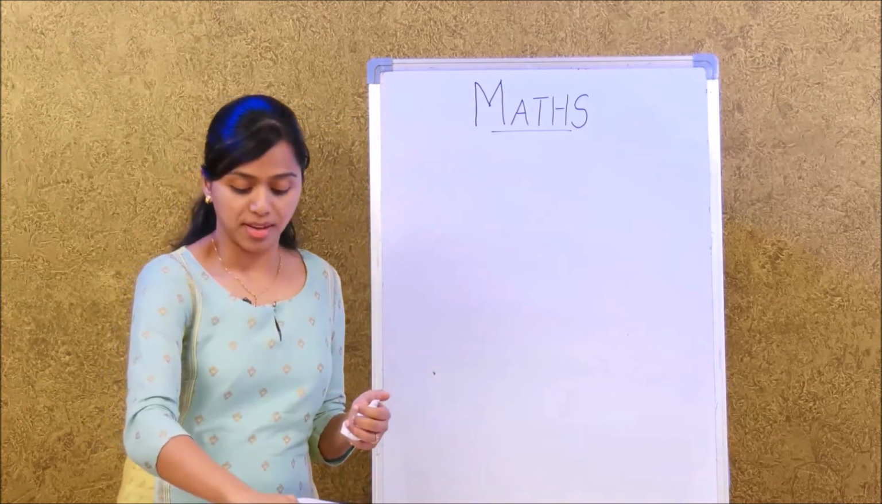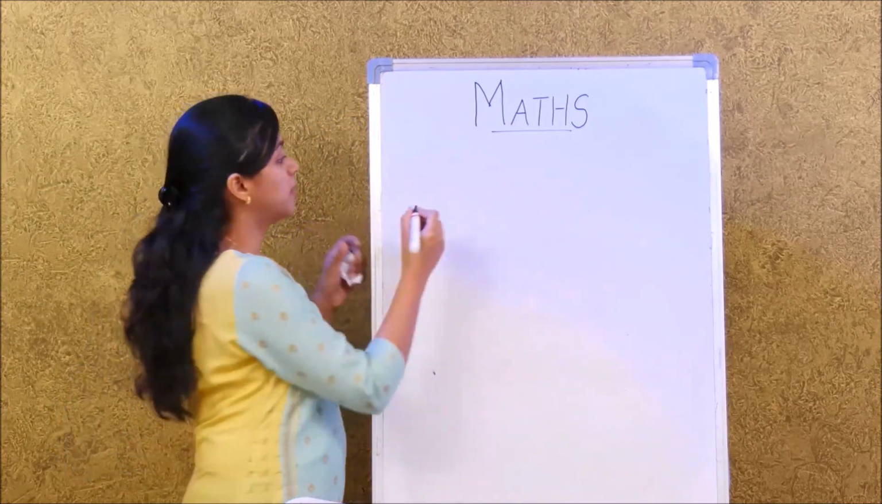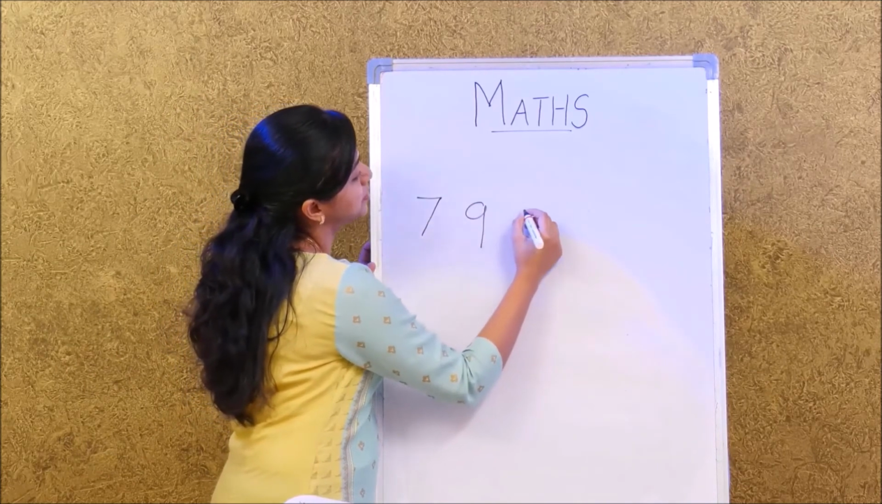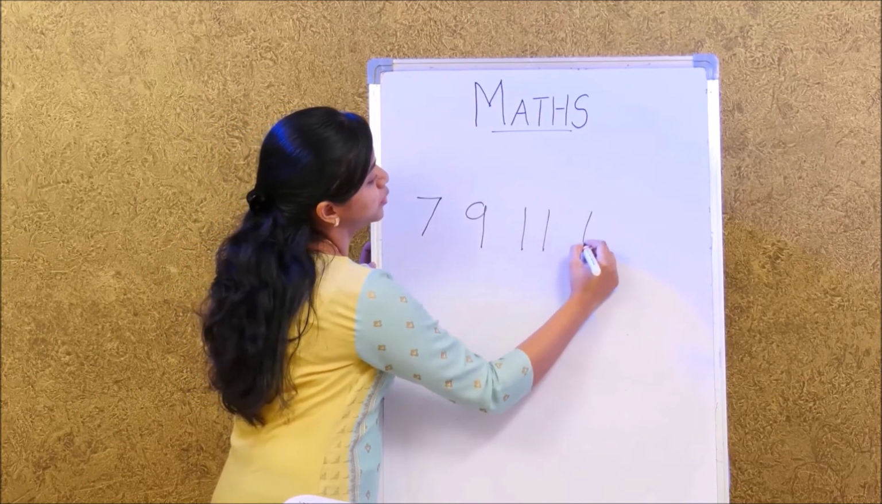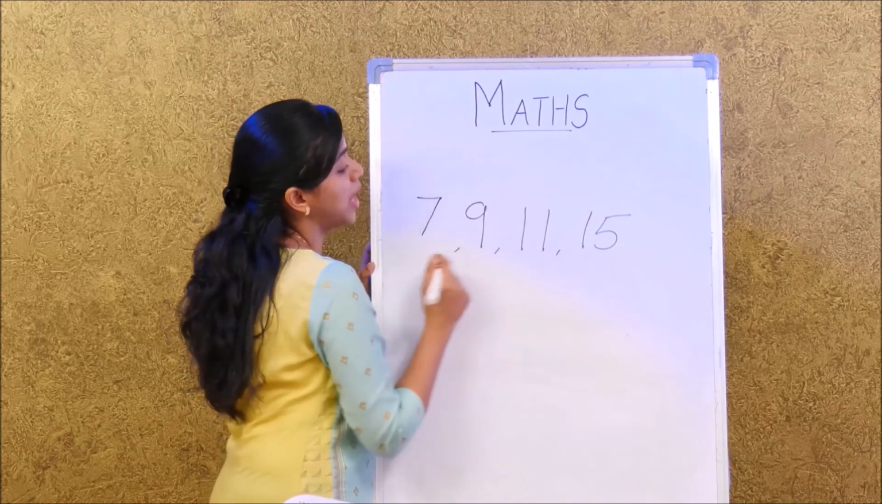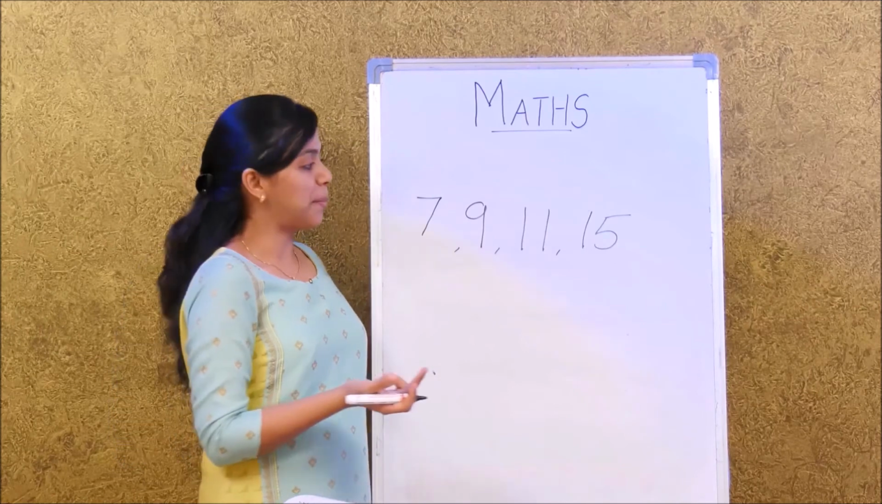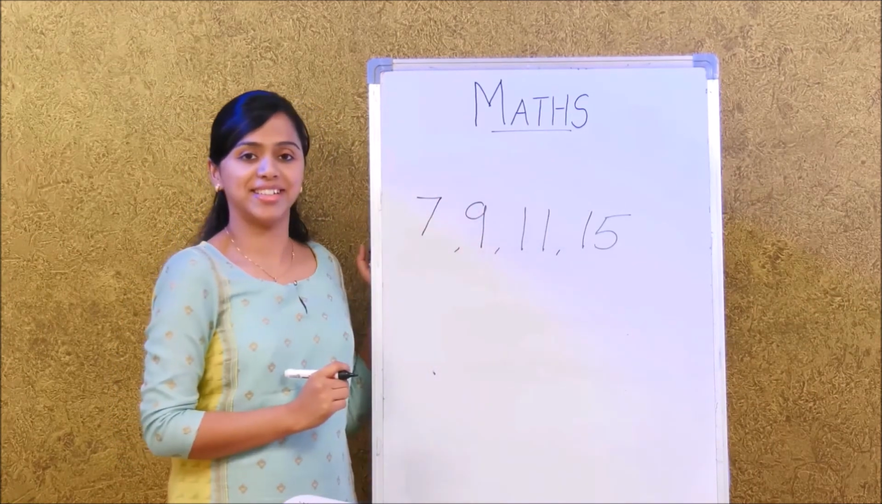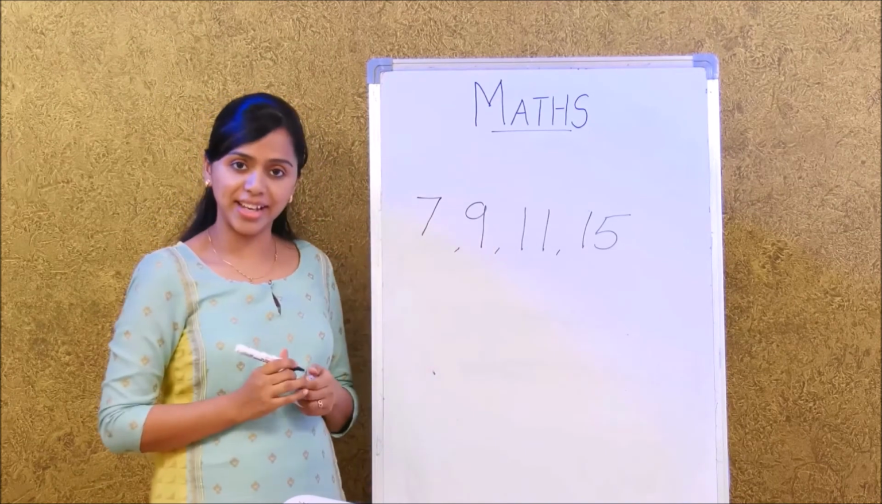So, we have 7, 9, 11, 15. So, this is called ascending order. The number which is on the left is lesser than the number which is on the right. So, this is called ascending order.